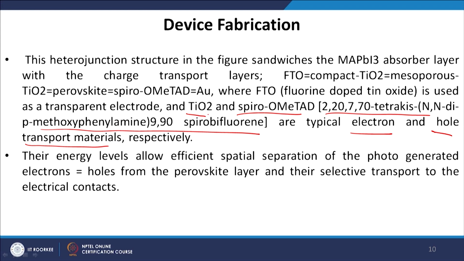So, we are using an electron transport material and a hole transport material along with our perovskite layer. Their energy levels allow efficient spatial separation of the photogenerated electrons and holes from the perovskite layer and their selective transport to the electrical contacts. So, they not only help to separate the charge carriers, but they also help to selectively transport the charge carriers to the corresponding photoanodes or photocathodes, or corresponding photoelectrodes.